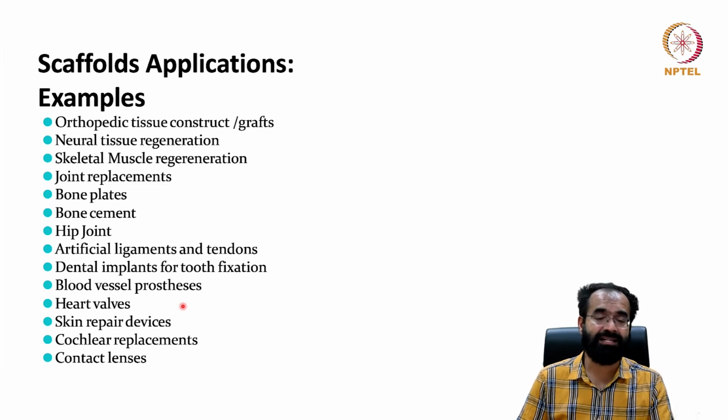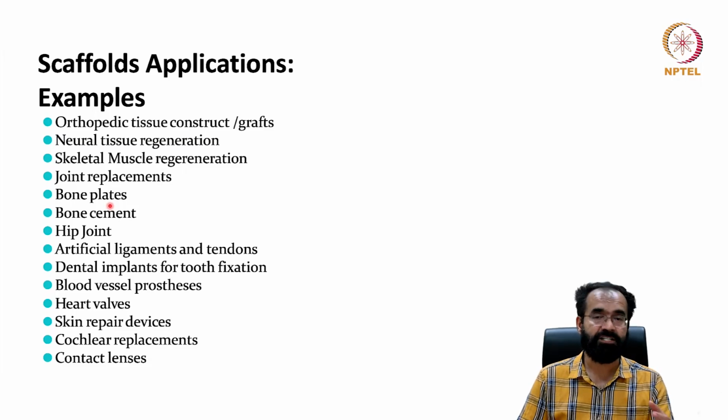Now let us see some examples of scaffold applications, or some we have already seen. A long list is mentioned here. Orthopedic tissue constructs and grafts, neural tissue regeneration, scaffolds are used especially for spinal cord injury. Skeletal muscle regeneration, scaffolds are used. Joint replacements, hip replacement or the knee replacement, etc.